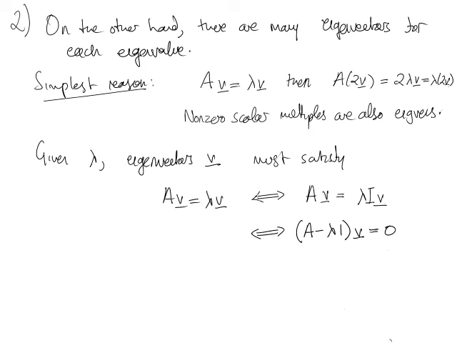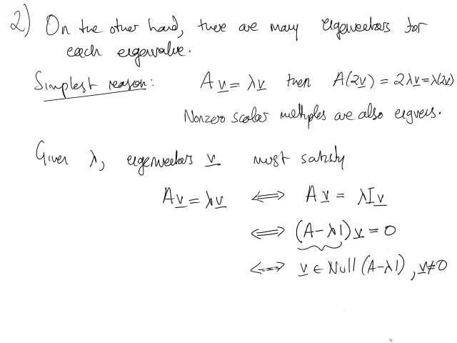And now it becomes very clear that this is just a homogeneous linear system, right? This is some matrix, A minus lambda I, and I'm saying that v is an eigenvector if and only if it's in the null space of this matrix A minus lambda I. Right? And of course, v is not 0. So not everything in the null space is an eigenvector, but everything except the 0 vector is.